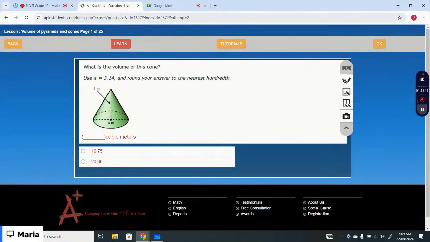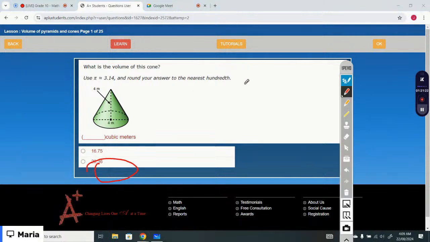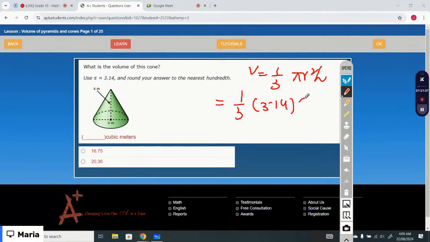Okay, so what is the volume of the cone? You are given the cone, the height of the cone, the radius of the cone. You have to find the volume. So whenever we have to calculate the volume of the cone, we have to use the formula, that is 1/3 pi r squared h, right? So simply put in the values, that is 1 over 3, pi is 3.14, r is the radius, the diameter is 4, right? The radius is 2, and h is 4. So you have to multiply and solve.